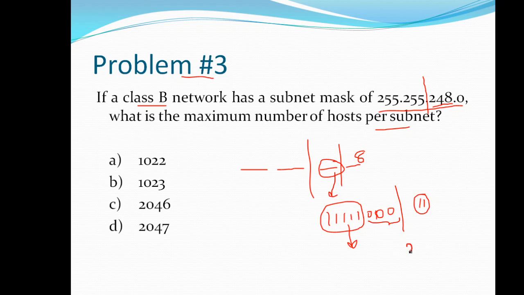So with the help of 11 bits, we can form 2 power 11 combinations of hosts, which is equal to 2048, right? So 2 power 11 is 2048. So this many combinations of IP addresses are available, but out of these, two IP addresses are reserved, the network ID and the limited broadcast address, so that is equal to 2046. So 2046 IP addresses are available, so this is the answer.